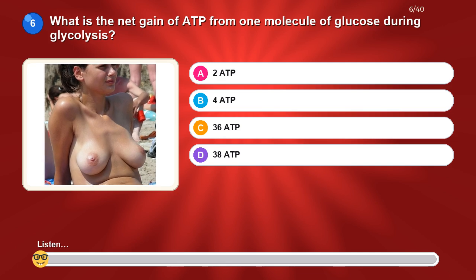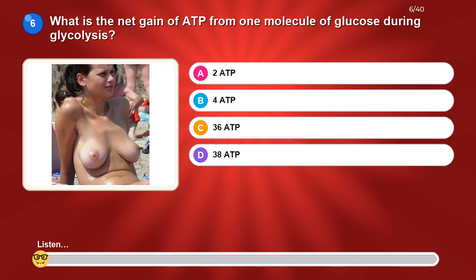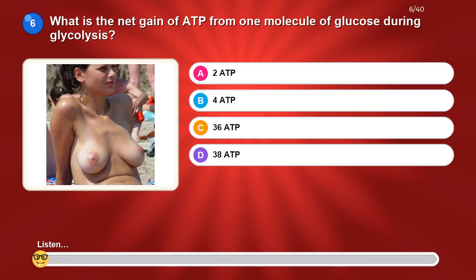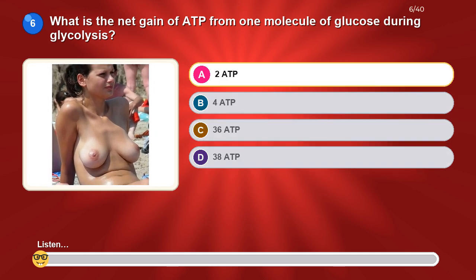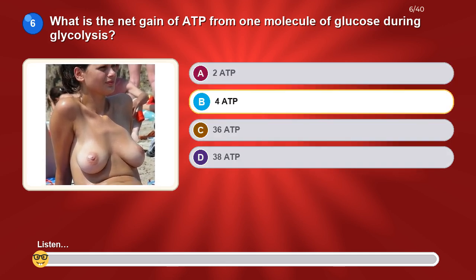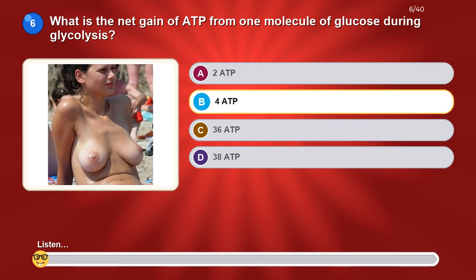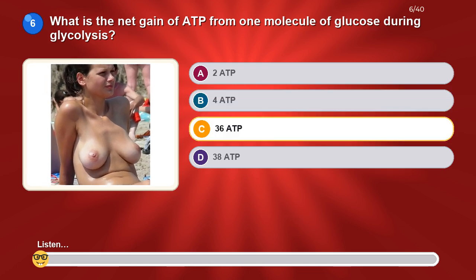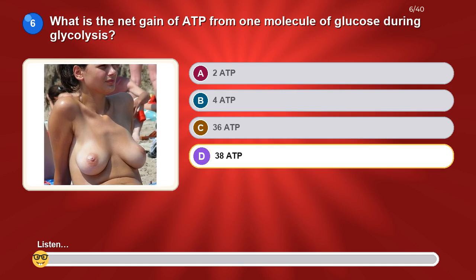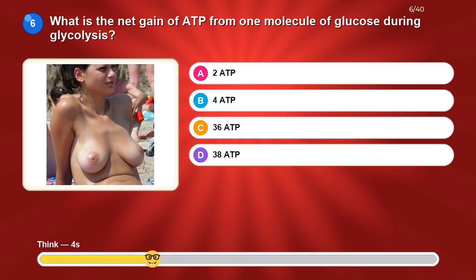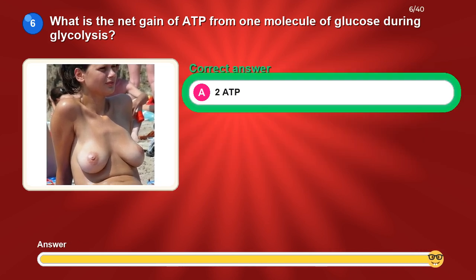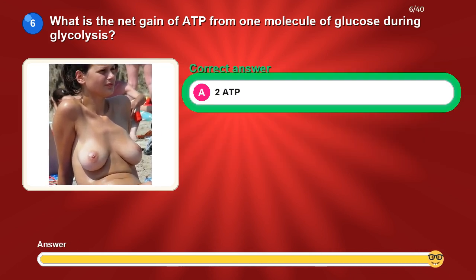What is the net gain of ATP from one molecule of glucose during glycolysis? Option A, 2 ATP. Option B, 4 ATP. Option C, 36 ATP. Option D, 38 ATP. The correct answer is 2 ATP.